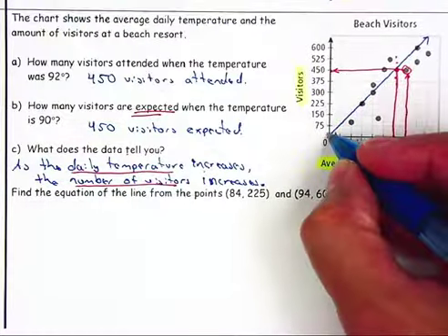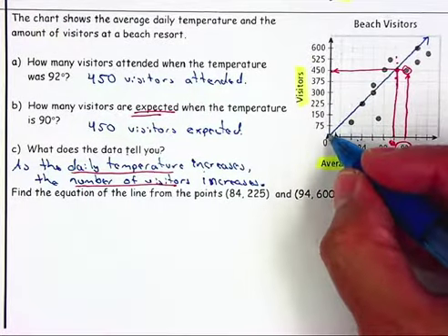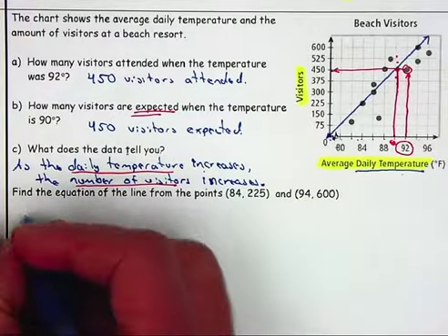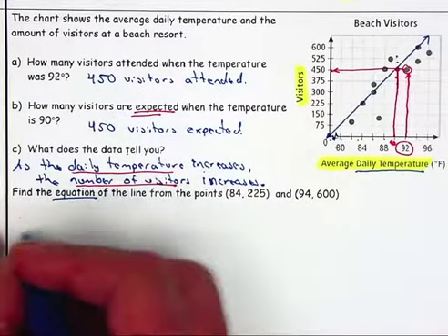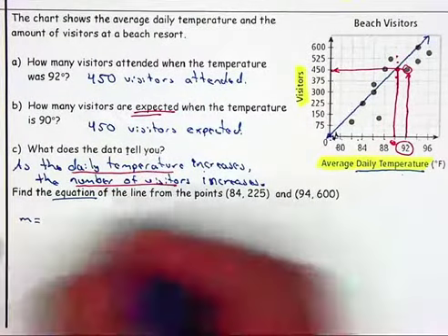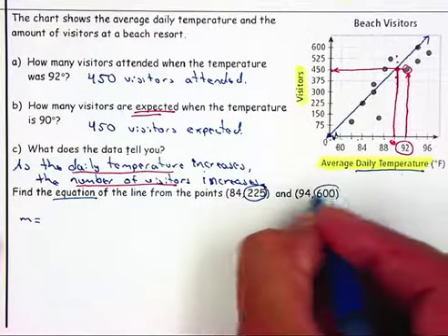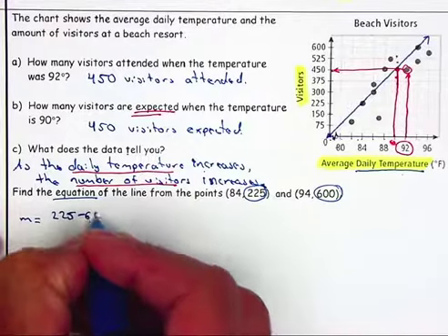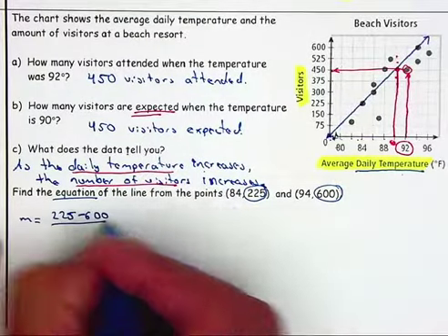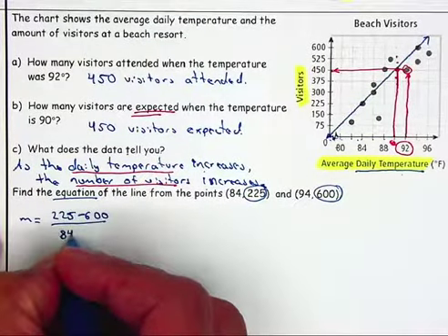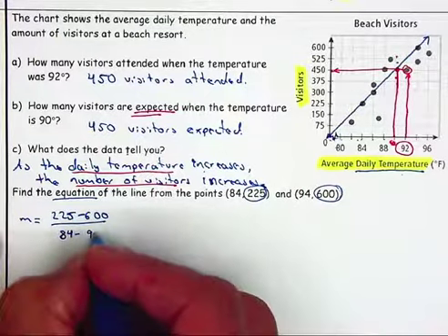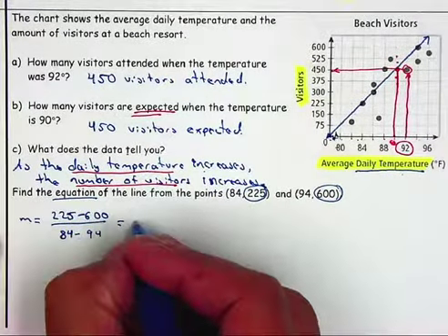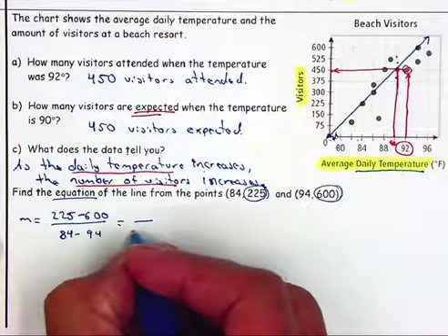And notice that it crosses at 0. So first, I'm going to find my slope. To be able to find the equation of the line, I'm going to find my slope. M is equal to, I'm going to subtract the y's. So it'll be 225 minus 600 over 84 minus 94. So the denominator will be easier to do. 84 minus 94 will be negative 10.